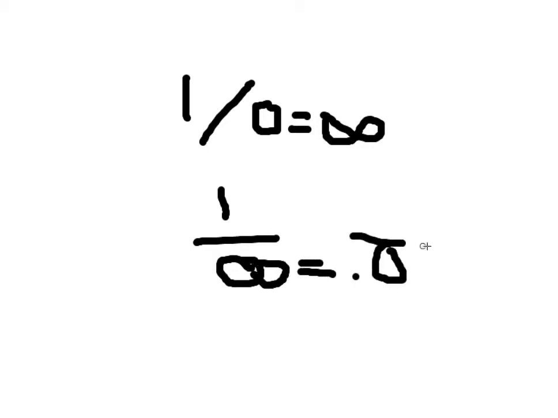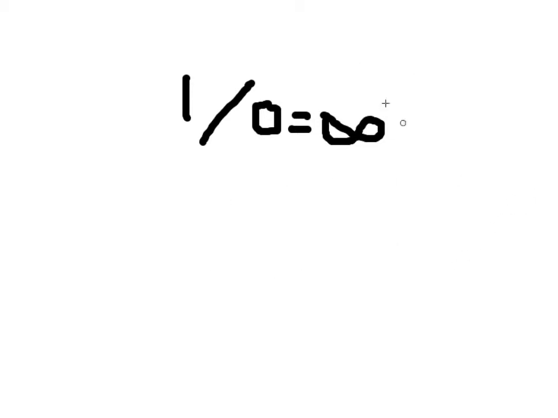So you can have it either way. 1 divided by 0 equals infinity, or infinity equals 0.01. So if you believe in this, then we've already debunked the 0.9 repeating equals 1. Well, no, never mind. Okay, so at this point, you can take your pick.